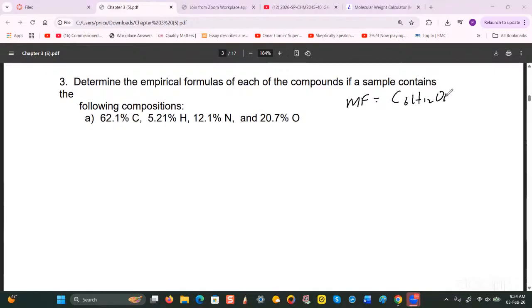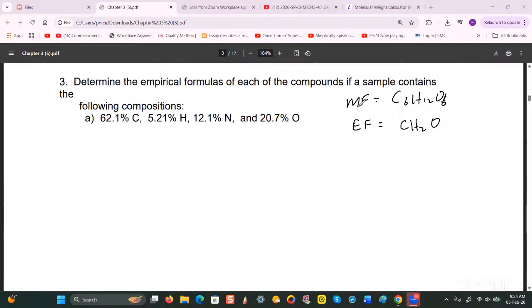So the molecular formula is C6H12O6, right? That's the molecular formula for that compound. The empirical formula would give you the simplest ratio, which would be CH2O, right? The molecular formula tells you that for this molecule, there are 6 carbon atoms, 12 hydrogen atoms, and 6 oxygen atoms, right? So it gives you the number of atoms of each element present in the molecule. But the empirical formula gives you the ratio of carbon to hydrogen to oxygen, which is 1 to 2 to 1, right? So it's important that you know the difference.